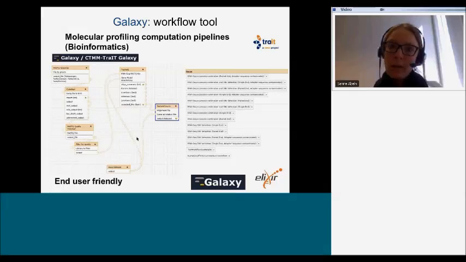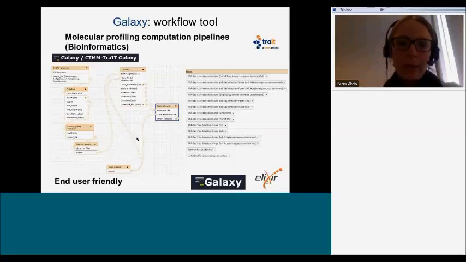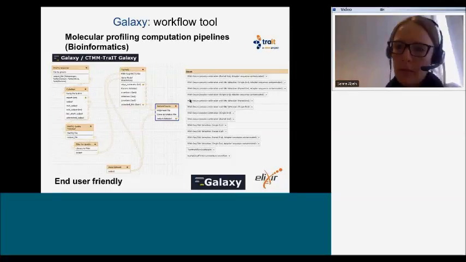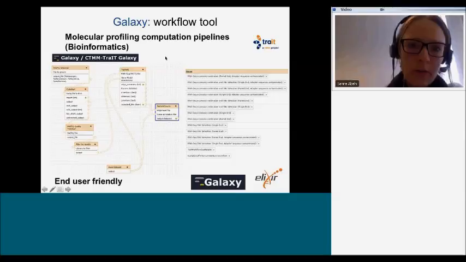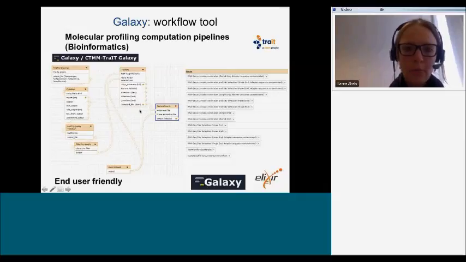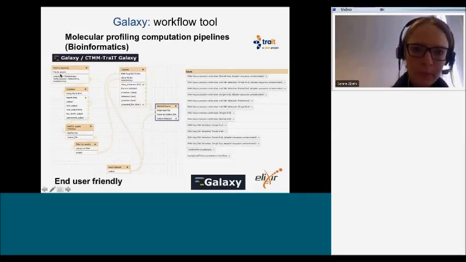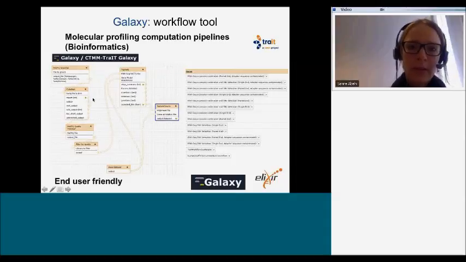So if we look in a bit more detail at these tools, this is Galaxy. What you can do here really well is build up this processing pipeline, your computational processing pipeline. So this is, for example, from the raw data.